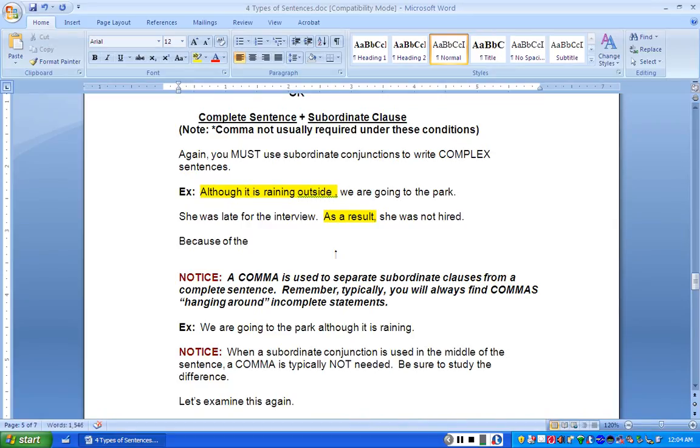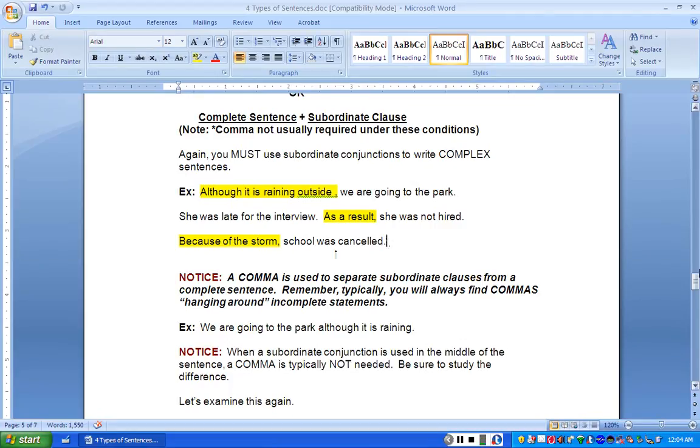Because of the storm, school was canceled. Again, I'm just trained to know that my comma is going to follow my subordinate clause. See the pattern? Although it's raining, comma, we're going to the park. She was late for the interview. As a result, she was not hired. Because of the storm, comma, school was canceled.